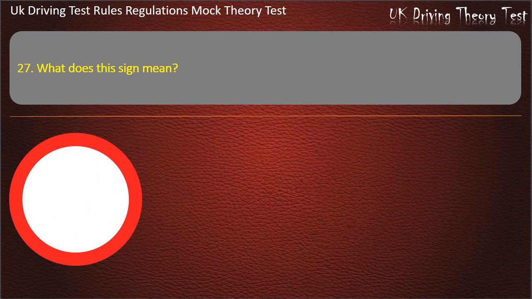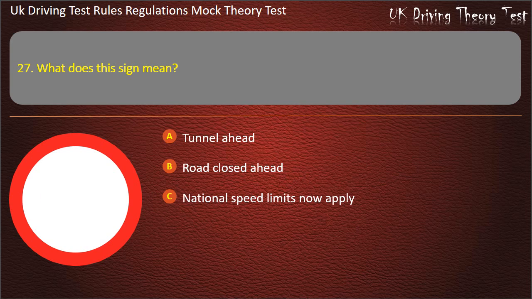Question 27. What does this sign mean? Tunnel ahead. Road closed ahead. National speed limits now apply. No vehicles allowed here. Answer. No vehicles allowed here.